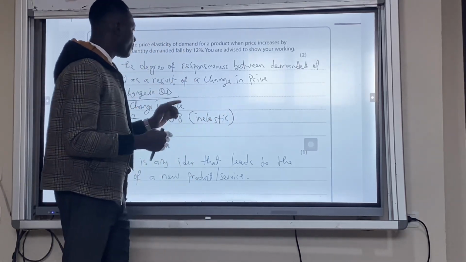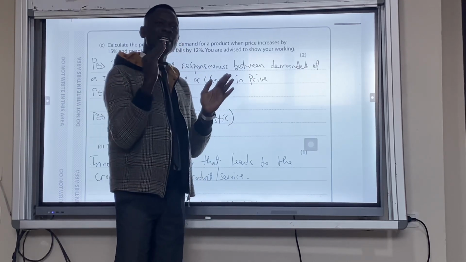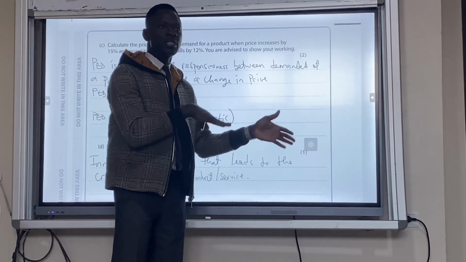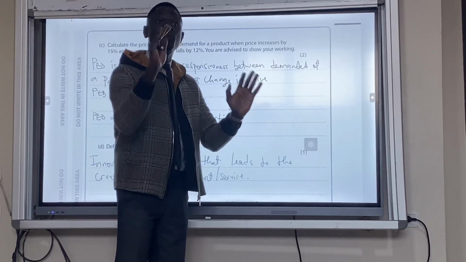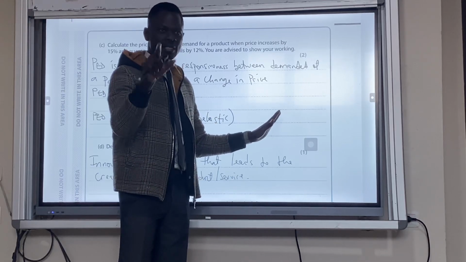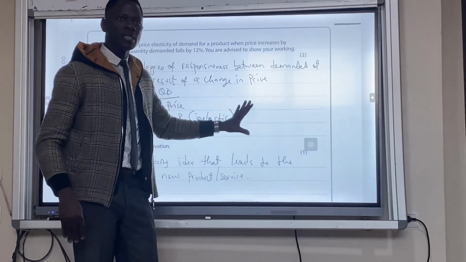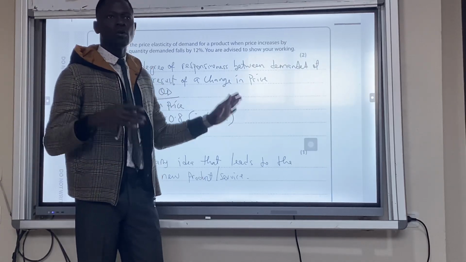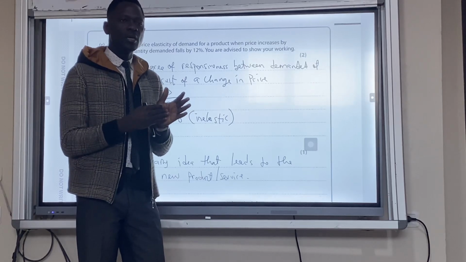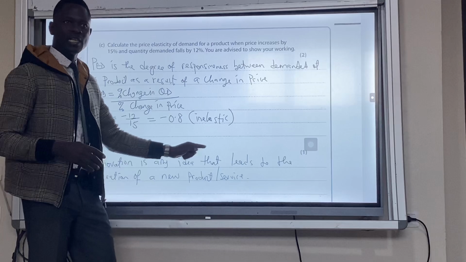So if it is from 0.1 to 0.9, it is inelastic. Irrespective of the sign, either positive or negative, it's still the same for price elasticity of demand. The only time we focus on sign is when it is income elasticity. But for price elasticity of demand, we don't have to focus on the negative or positive sign. The only thing we need to know is the decimal point. From 0.1 to 0.9 is inelastic, and that's why this one is inelastic.